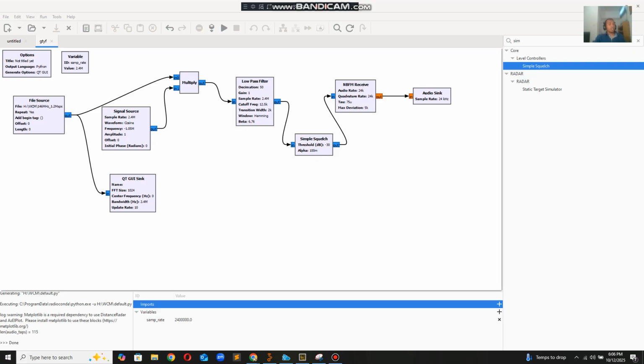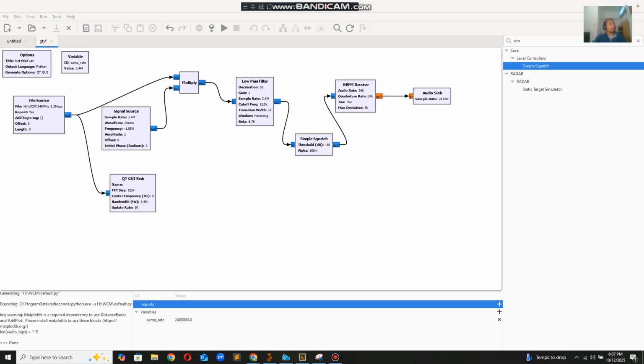Starting with the file source, here you see first there's the file source. In this block I have added the file which is given by the professor. This file contains the captured radio signal at a sampling rate of 2.54 megahertz, and I set repeat to yes, so the playback loops continuously when I test. We're going to test it later.